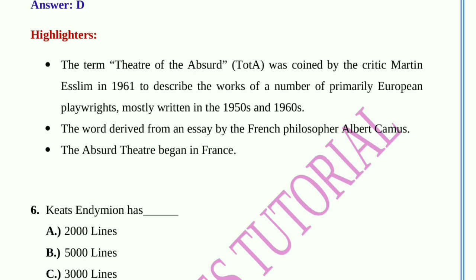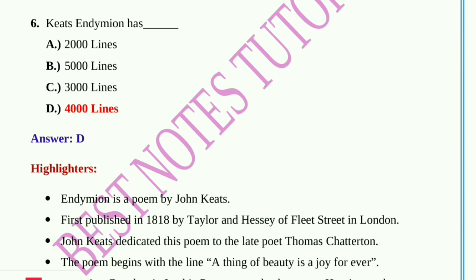Question number 6. Keats' Endymion has option A, 2000 lines, option B, 5000 lines, option C, 3000 lines, and option D, 4000 lines. And your answer is option D, 4000 lines.